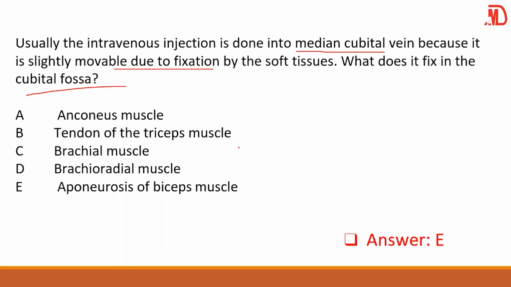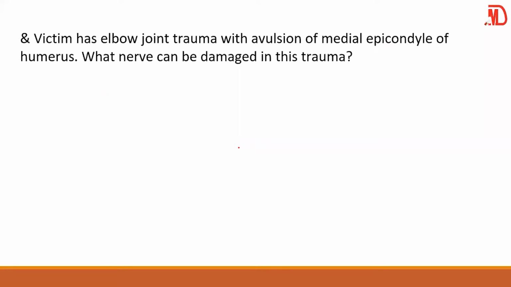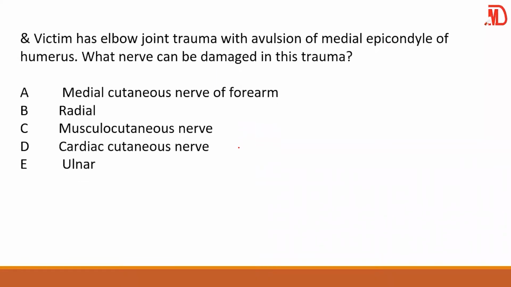All right. So aponeurosis. A victim has elbow joint trauma. Again, your elbow. With avulsion of the medial epicondyle of the humerus, what nerve can be damaged in this trauma?